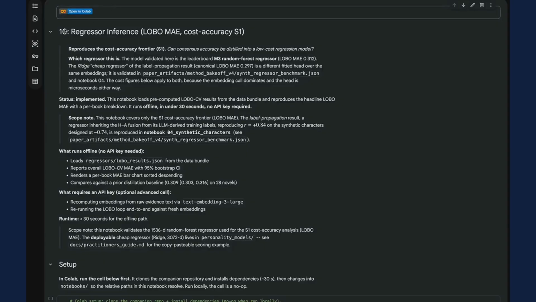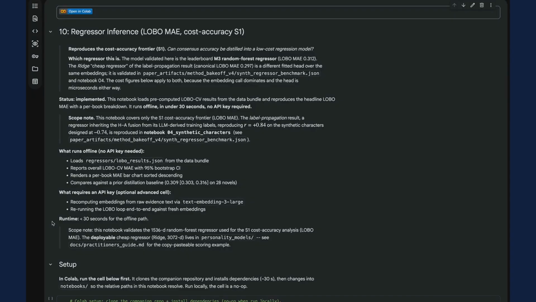Notebook 10 runs the cheap regressor at inference time, the language-model-free instrument the paper recommends for deployment. It is a ridge model over OpenAI text embeddings, embedding only, with 7-factor outputs sliced to 1,536 dimensions from the 3,072 native ones. No model calls at all, and the whole notebook runs at $0 with no API keys.